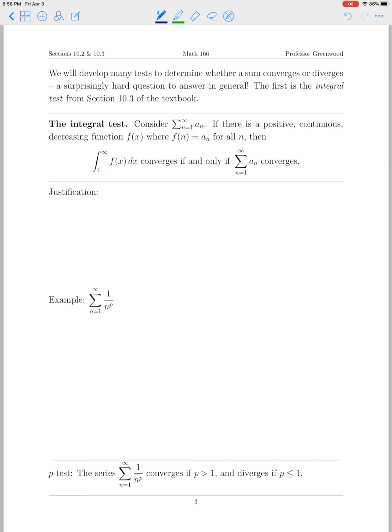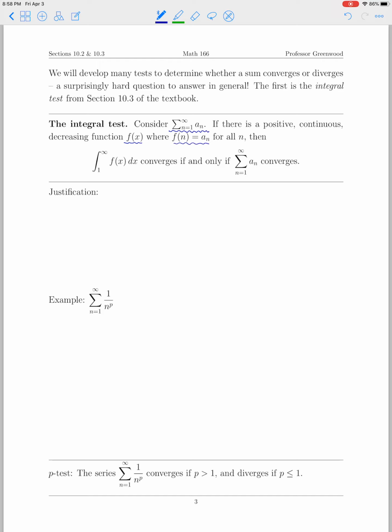And the first test that we're going to look at is called the integral test, and this is from section 10.3 of the textbook. The idea is that we're trying to figure out whether or not this particular sum of a sub n converges or not. And the way we're going to check it is by finding a positive continuous decreasing function, f of x, where f of n matches up with a sub n for all values of n. And we're going to see a picture of what that looks like in just a minute.